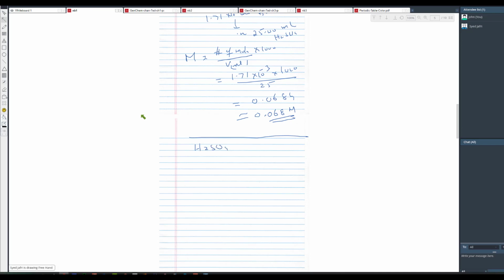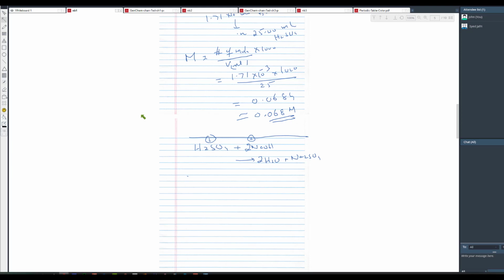H2SO4 plus 2 NaOH, am I right? Yes. Gives 2 H2O plus Na2SO4. Now in this case you are using 1 of the acid and 2 of the base, am I right? 1 acid, 2 base, yep. So I am writing the M1V1.